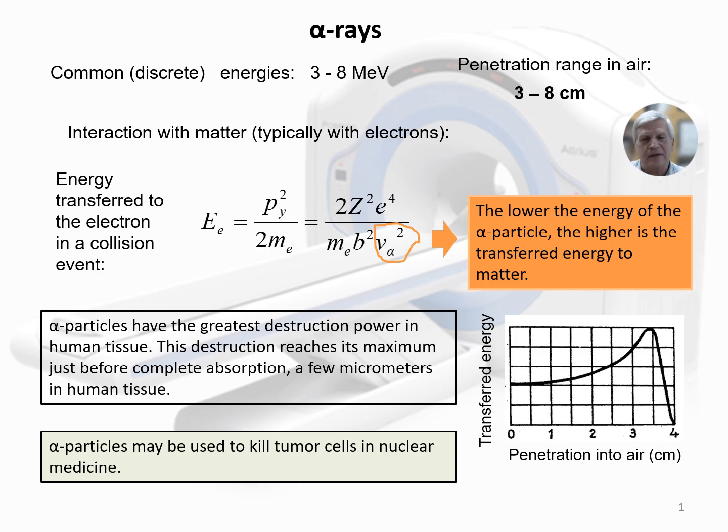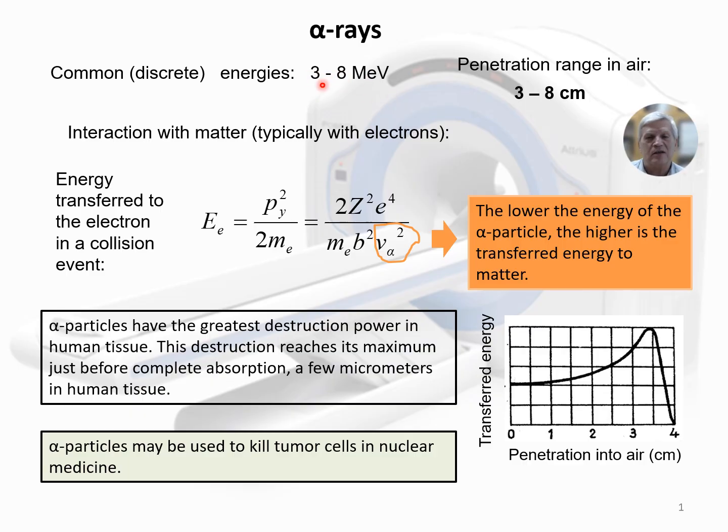Welcome to this chapter. This chapter is about the interaction of the different radiations with matter. The first topic is alpha rays. As you know, alpha rays are composed of alpha particles and they have generally discrete energies of 3 to 8 mega electron volts. These are discrete energies. We will see that the beta radiation will be different from this point of view.